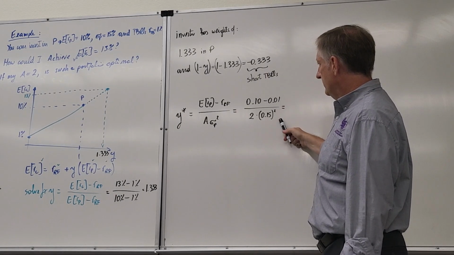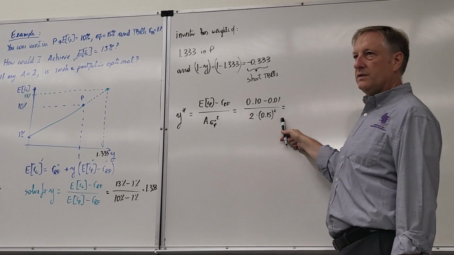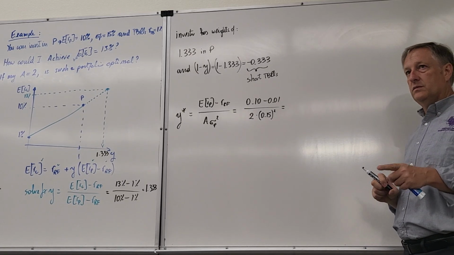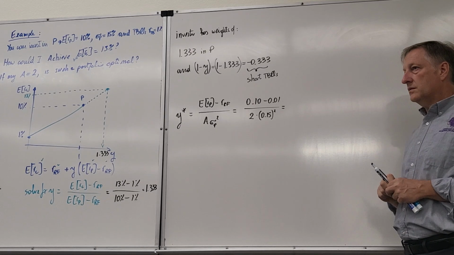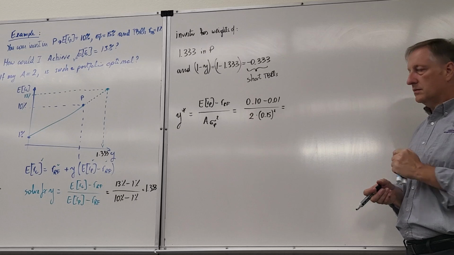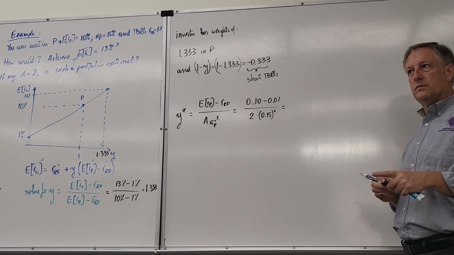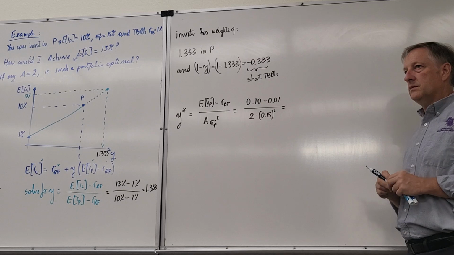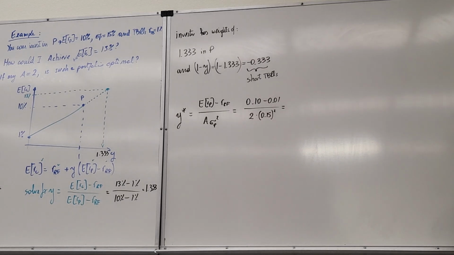0.09 divided by 0.15 squared, then divided by 2. 0.045. Yeah, should be right.